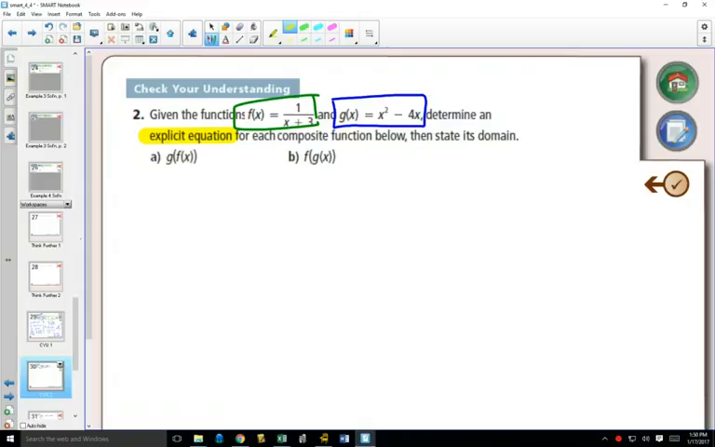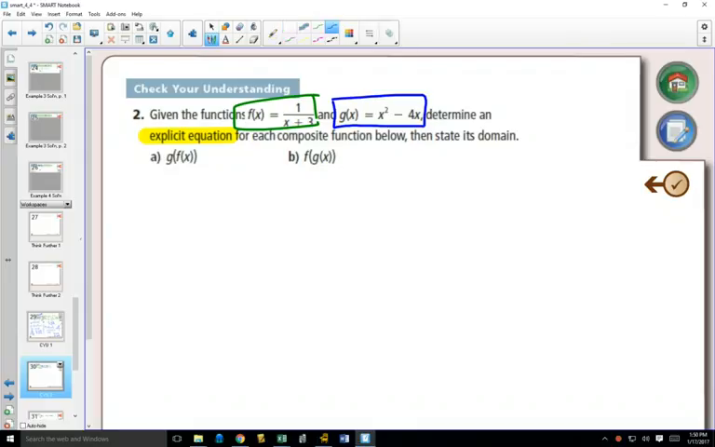you see me do it, and you go, that makes sense. But when it gets to a test, if you don't know what an explicit equation is, that's that key word in this question that's telling you what to do. And that means find an equation with just x's for this. So here it's with functions, g of f of x.